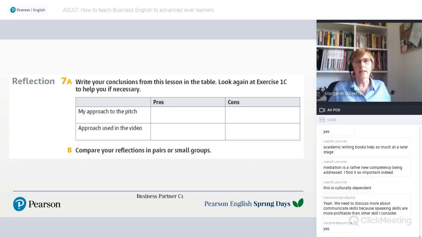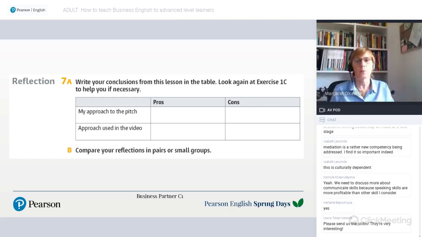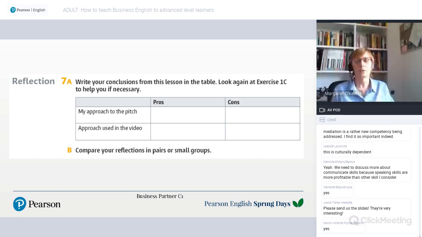And then they get a little task at the end, which is a very simple framework here to help them with the task, which is, well, okay, what were some pros and cons of your approach to the pitch, and what were some pros and cons of the approach used by the woman in the dramatized video, and would you use any of those yourself in future? What's interesting as well is that the students get to compare their ideas with another partner or in small groups, and that a lot of really interesting comments and views come out of that, and interesting learning and reflections, because people see different things with the video, and it's interesting to see what our preferences are and other ways of seeing things and doing things. So I think that's quite useful.